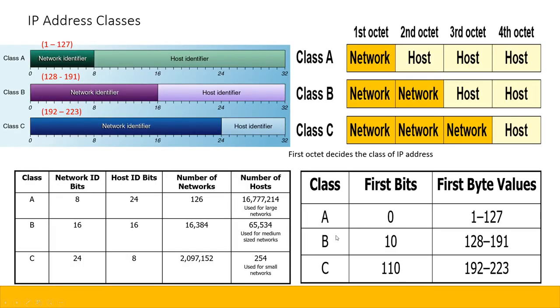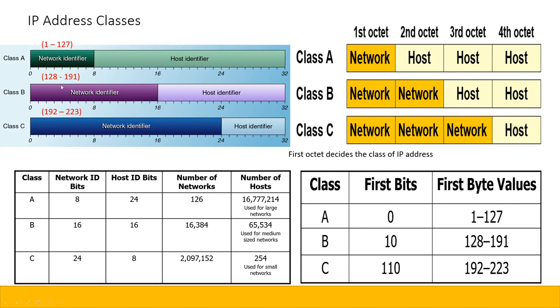Okay, so now we have the IP address classes. Basically, there are three classes of IP addresses: class A, class B, and class C. They are identified by the value of the first octet. So if you see here in class A, if the decimal value of the first octet is between 1 and 127, this is class A.